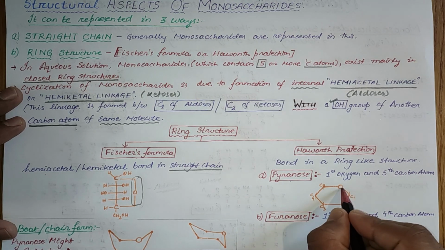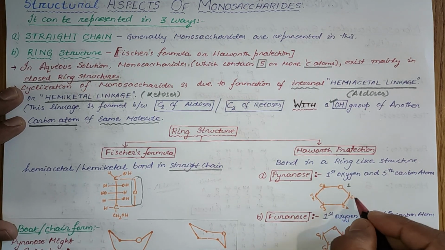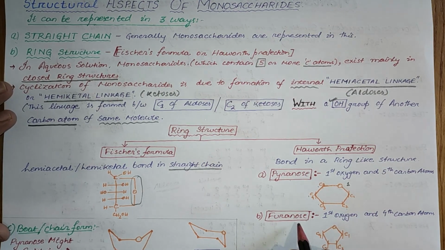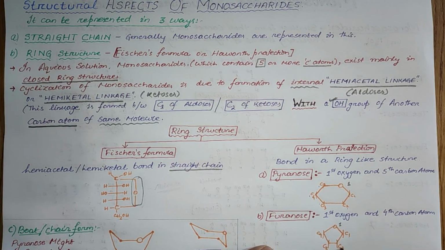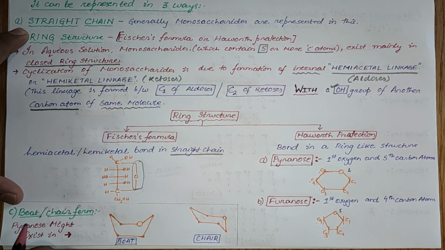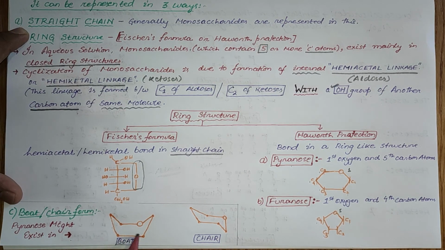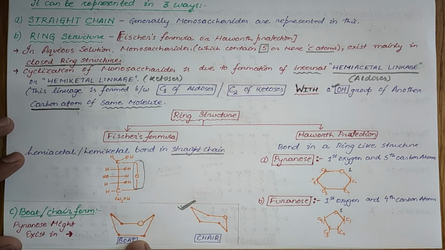In pyranose, the oxygen is the first element of the ring, and there are five carbon atoms, C1, C2, C3, C4 and C5. It looks like a hexagon. But in furanose, the first element is oxygen and the other four elements are carbon atoms, C1, C2, C3, C4, and it looks like a pentagon. The third form in which monosaccharides can be represented is the boat or chair form. The pyranose structure can be represented in the form of a boat or a chair. It is believed that the chair form is more thermodynamically stable than the boat form.